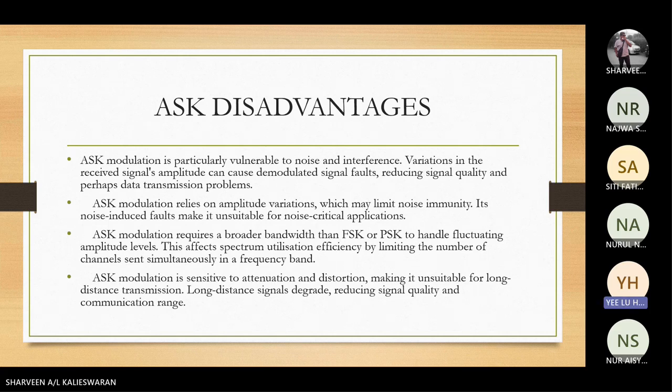And the third is that it requires a broader bandwidth than FSK or PSK to handle fluctuating amplitude levels. This affects spectrum utilization efficiency by limiting the number of channels sent simultaneously in a frequency band. ASK modulation is also sensitive to attenuation and distortion, making it unsuitable for long-distance transmission. Long-distance signals degrade, reducing signal quality and communication range.